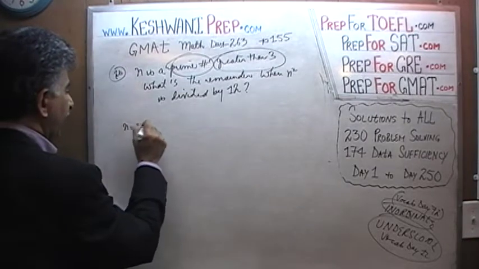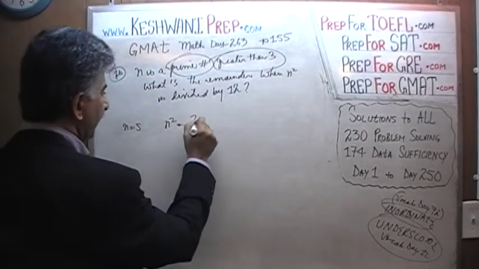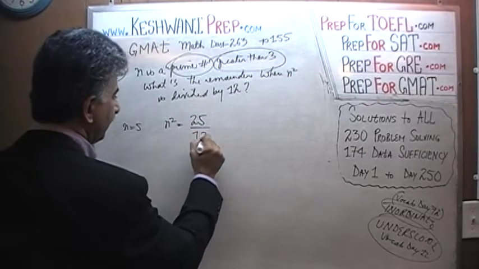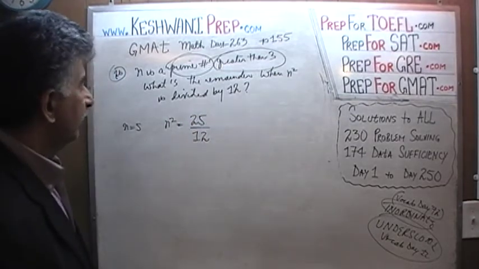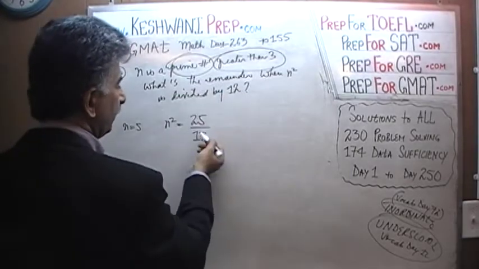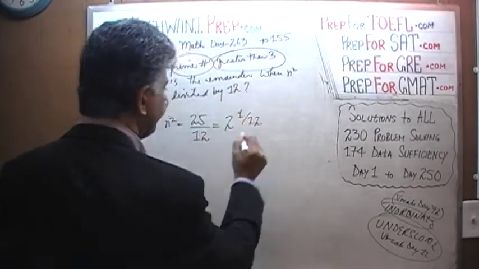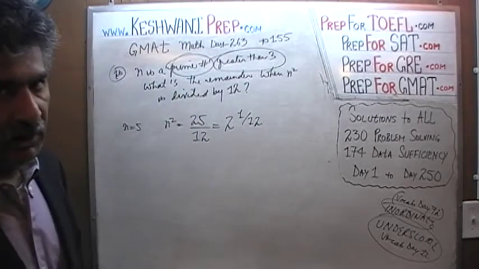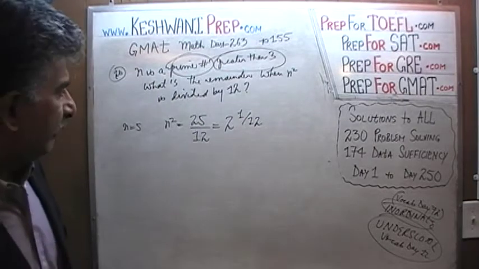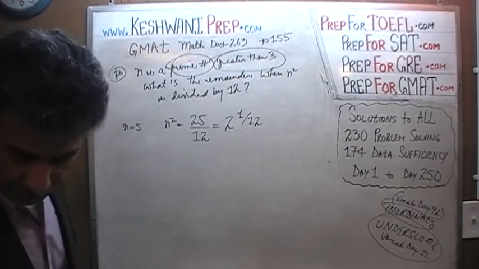If n is equal to 5, then n squared is going to be 25. And when we divide 25 by 12, the question is, what's the remainder? When we divide 25 by 12, the answer is going to be 2 and 1/12. And that answer, you will see, will not change just because you plug in a different number. Doesn't matter what you plug in, it's always going to be the same.